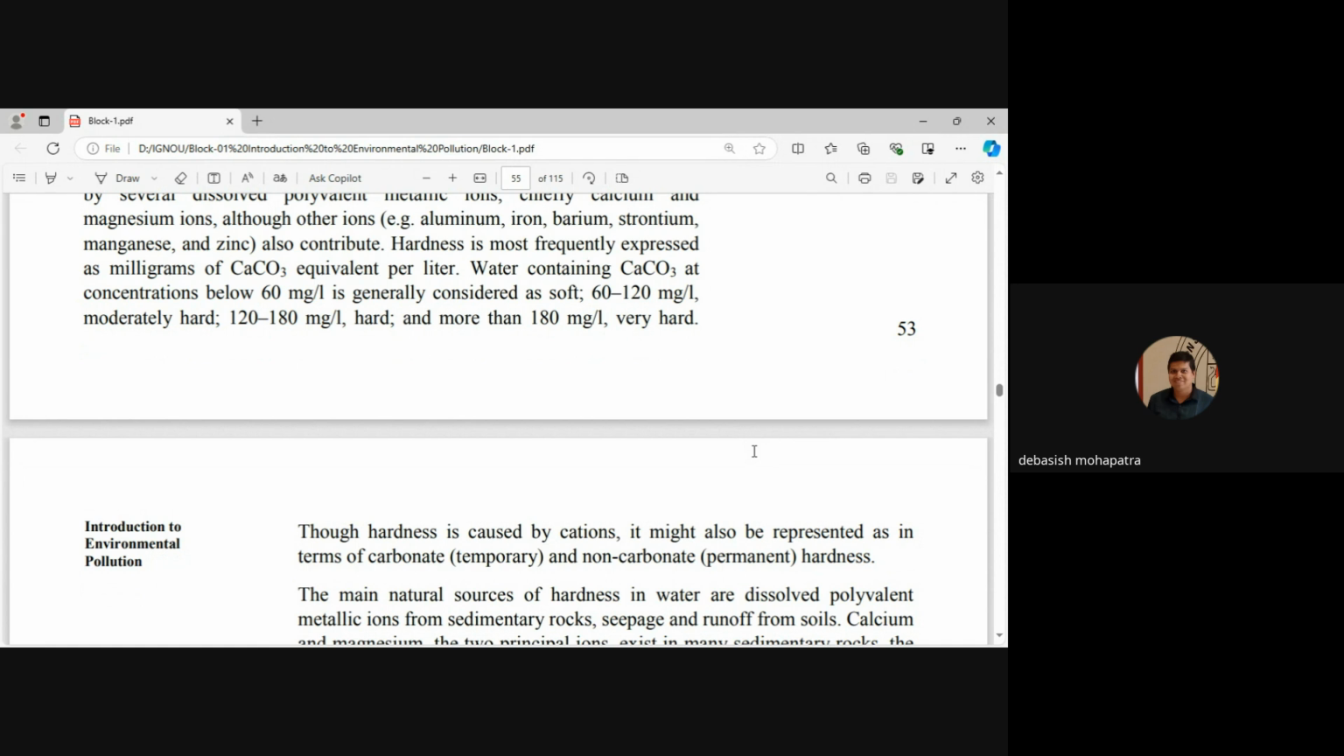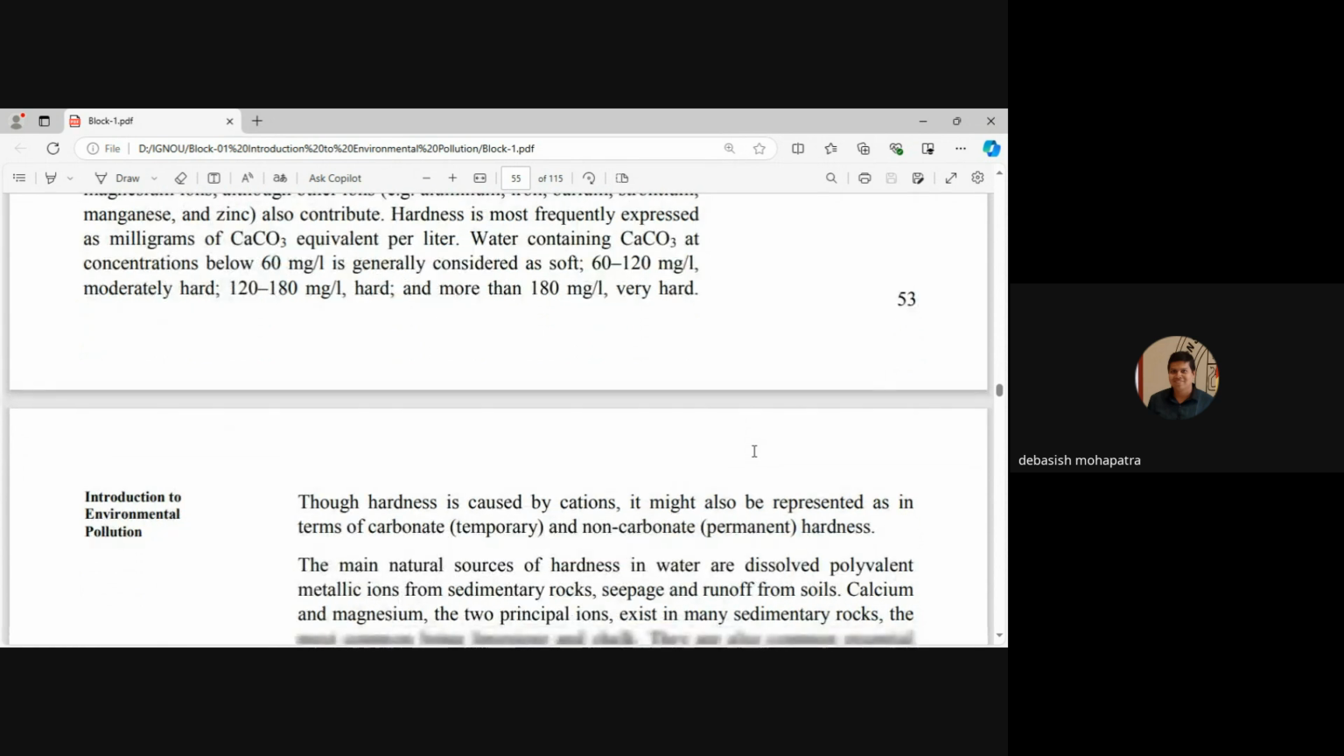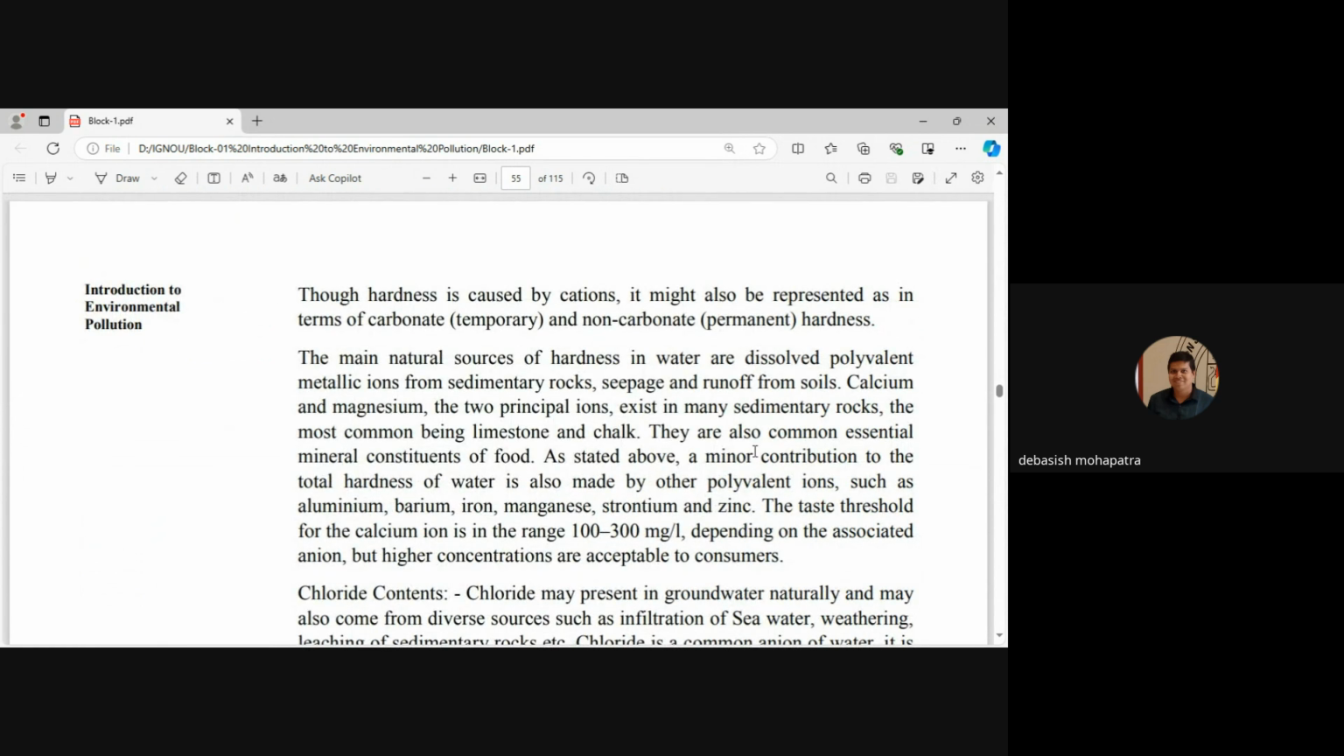The hardness is caused by cations. It might also be represented in terms of carbonate or temporary hardness, or non-carbonate permanent hardness. If it is carbonate, it is temporary hardness. If it is non-carbonate, it is permanent.